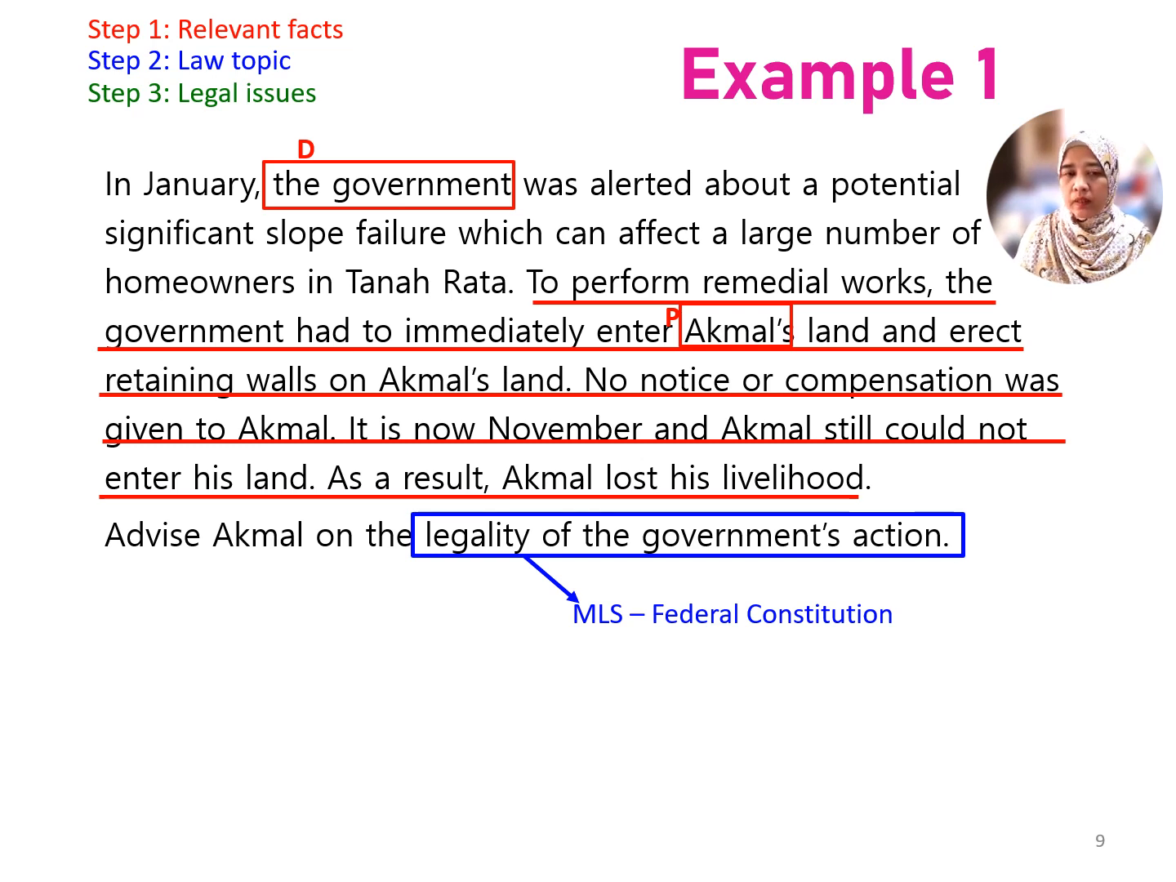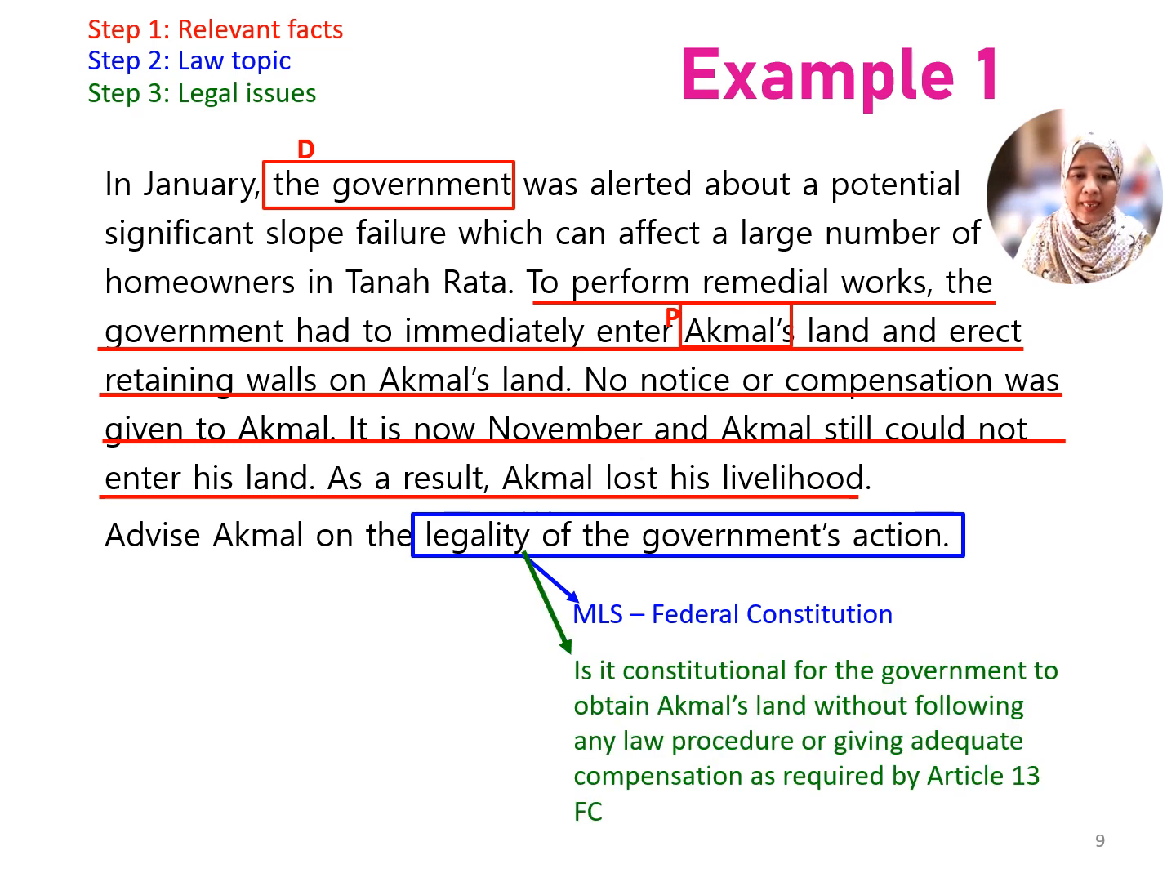Ultra vires is different. This one is the legality of government action, whether it's constitutional to enter into someone's land, to take someone's property without giving compensation. So, legal issues: is it constitutional? Itu semua. You can pause the video and have a look at the legal issues tested on you in this situation.